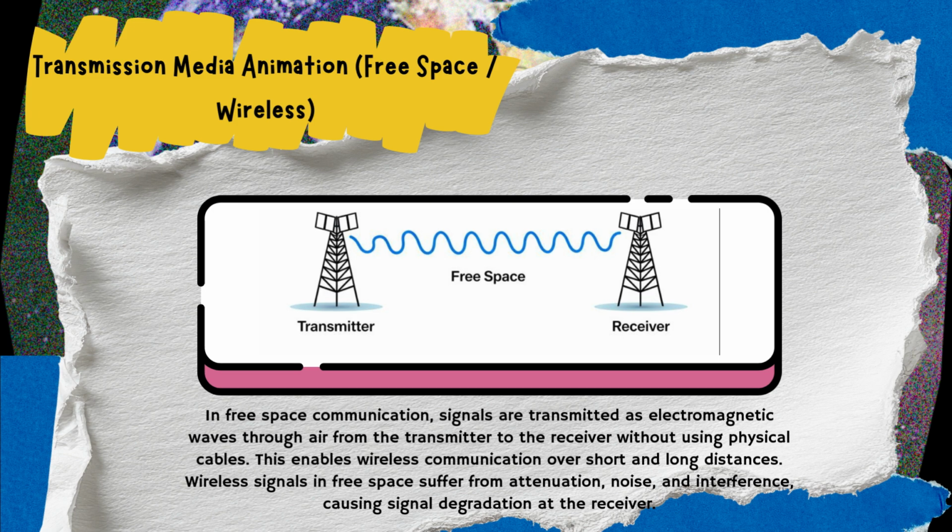Wi-Fi system. However, during propagation, the signal may experience attenuation, noise, and interference, which can reduce signal strength and affect communication quality at the receiver.